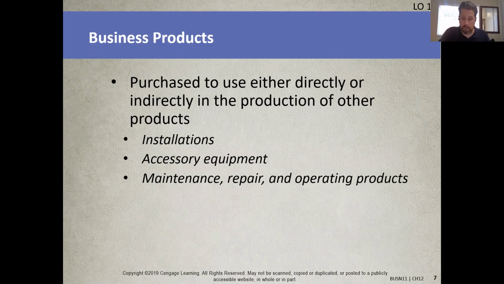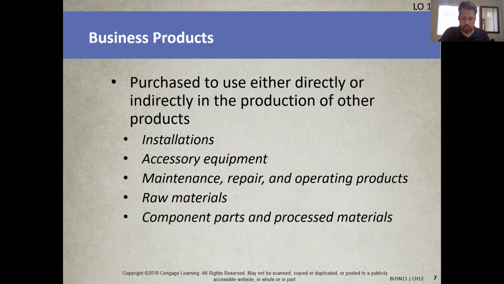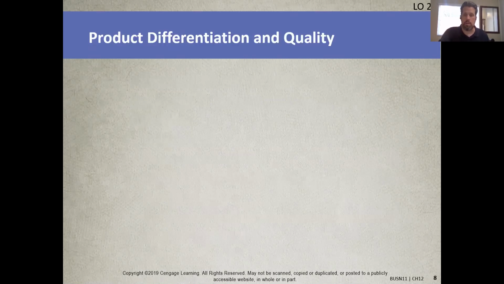Maintenance, repair, and operating products category consists of small ticket items that businesses consume on an ongoing basis but don't become part of the final product. Raw materials include the farm and natural products used in the production of other products. Component parts and processed materials include finished or partially finished products used in the production of other products. And business services are the services that businesses purchase to facilitate operations.